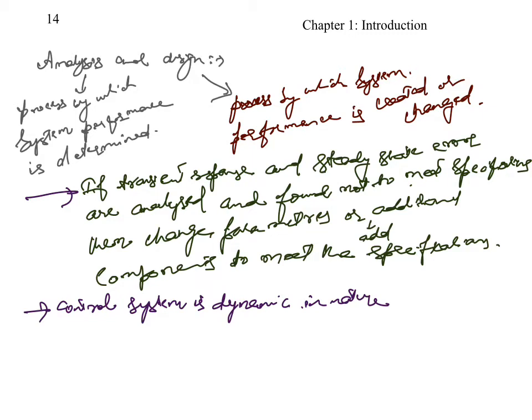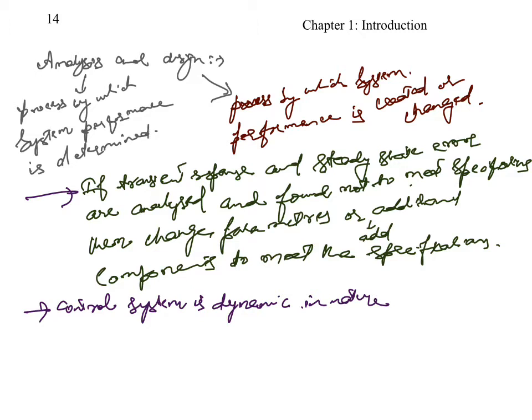Now let us come to the analysis and design part of the control system. Now what is an analysis? Analysis means the process by which the system performance is determined. And what is design? It is the process by which the system performance is created or changed.